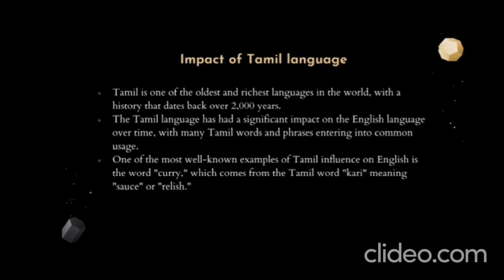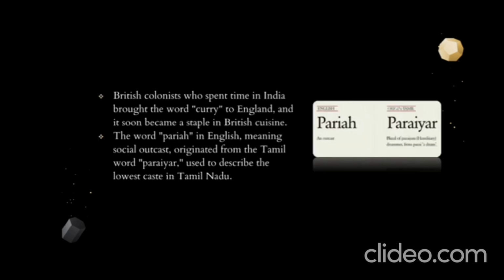As we have discussed earlier in the contribution of the English language to English vocabulary, one of the most well-known examples of Tamil influence on English is the word curry. This term originally comes from the Tamil word kari, which means sauce or relish. The word was brought to England by British colonists who had spent time in India, and it soon became a staple in British cuisine.